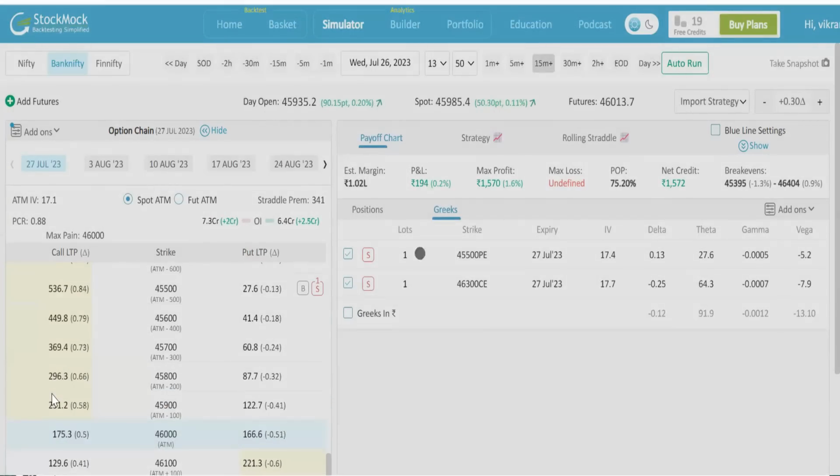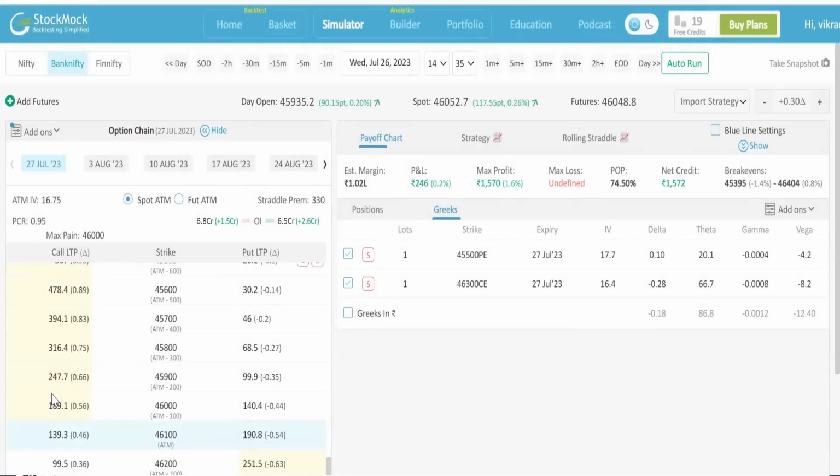Still trade is going well. You can see that it came near the 0.18. But what we said, we said we'll adjust only if the difference comes to 0.20. So we did not have to do the adjustment.